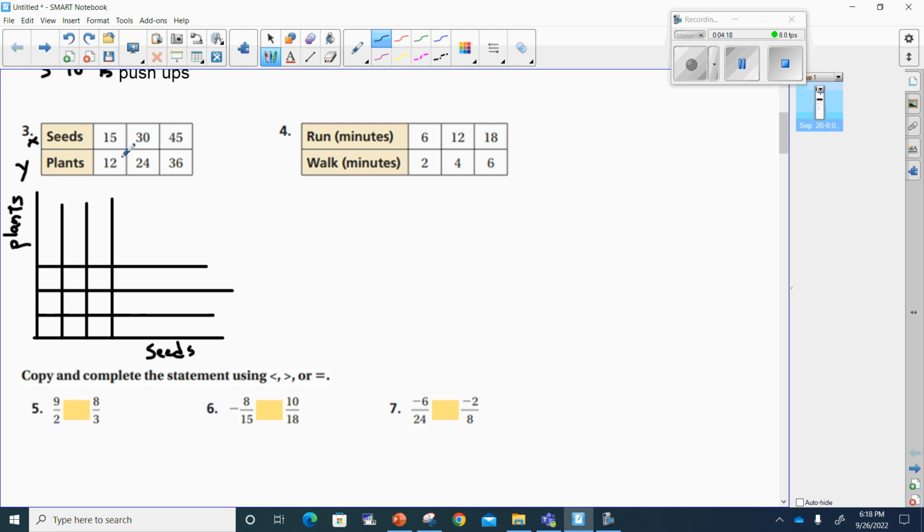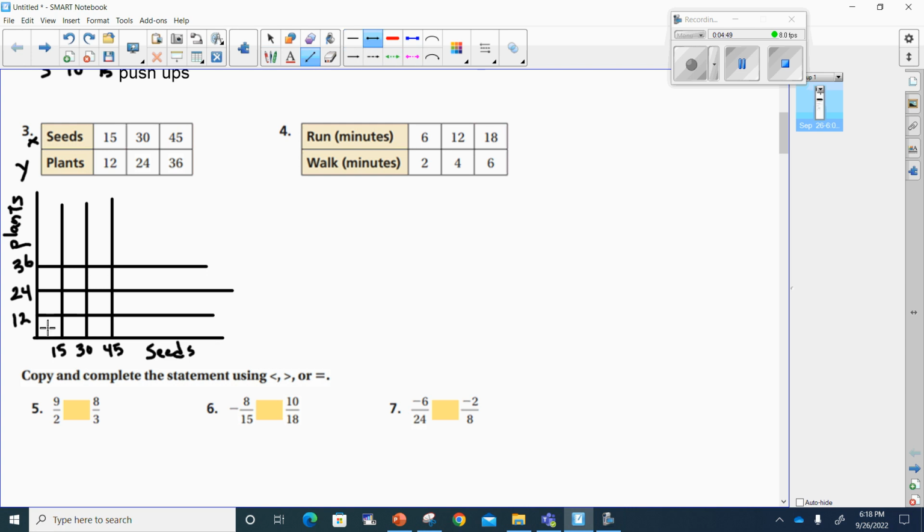And I would say if there's 15 seeds, there'd be 12 plants. When there's 30 seeds, there's 24 plants. And when there's 45 seeds, there'll be 36 plants.